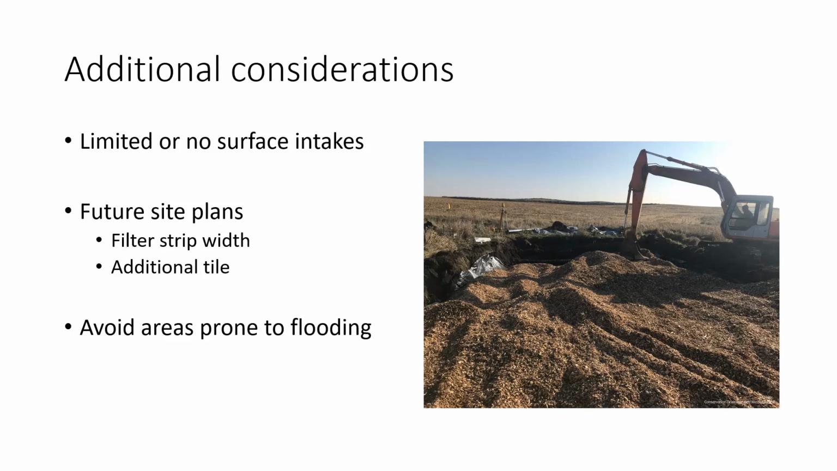Sometimes you can turn bioreactors sideways, so they run parallel to the stream, and then they can fit in a pretty narrow band. And that's a good idea to do anyway a lot of times, just in case somebody wants to reduce the width of that filter strip in the future.